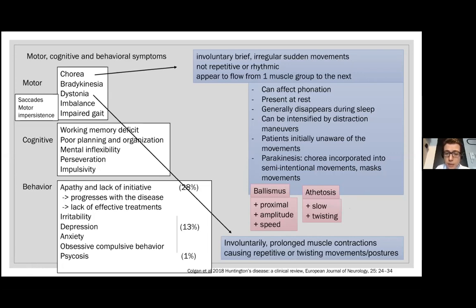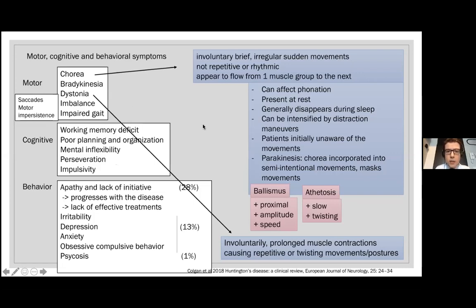So dystonia is a bit different. It's also involuntary, and it's associated with prolonged muscle contractions, sometimes agonist and antagonist muscles at the same time, and it causes repetitive and twisting movements and postures. Other motor symptoms, or findings, are changes in the eye saccades and also motor impersistence. So the patients cannot keep the same movements for a period of time. For instance, a hand grip would be very gentle. There is even a term, a milkmaid's grip, for the grip of an HD patient.